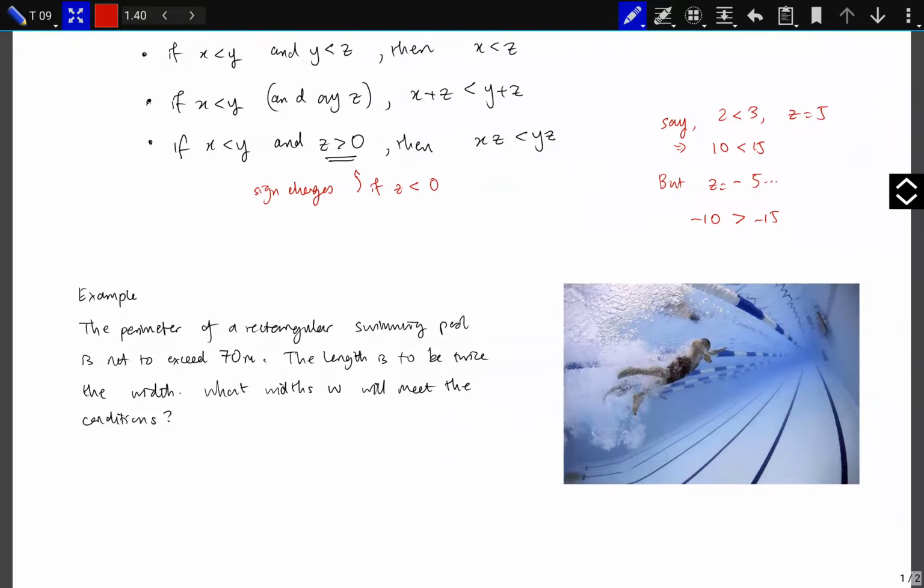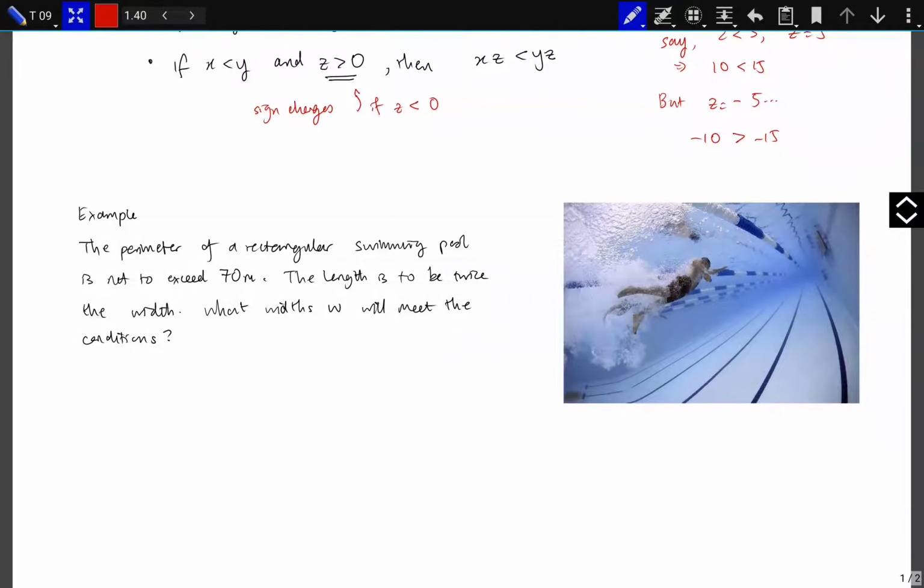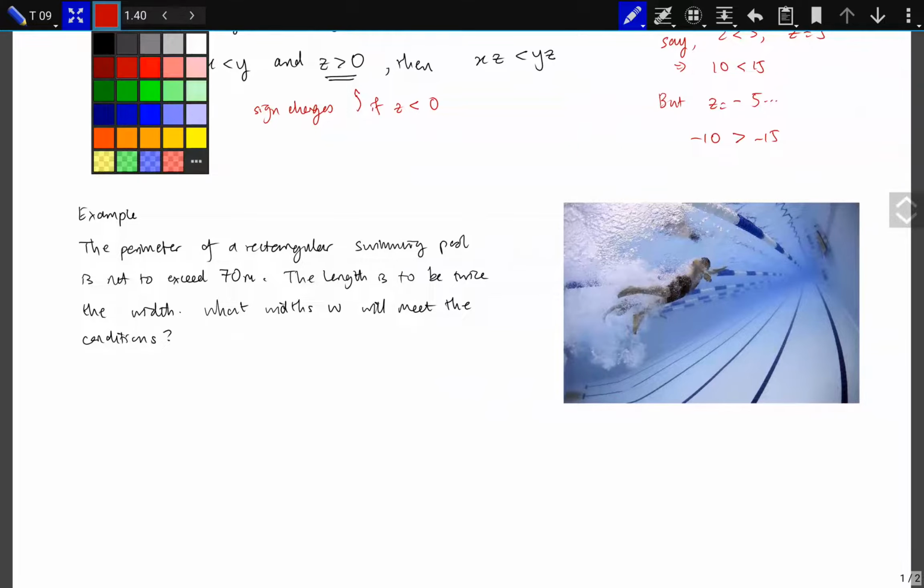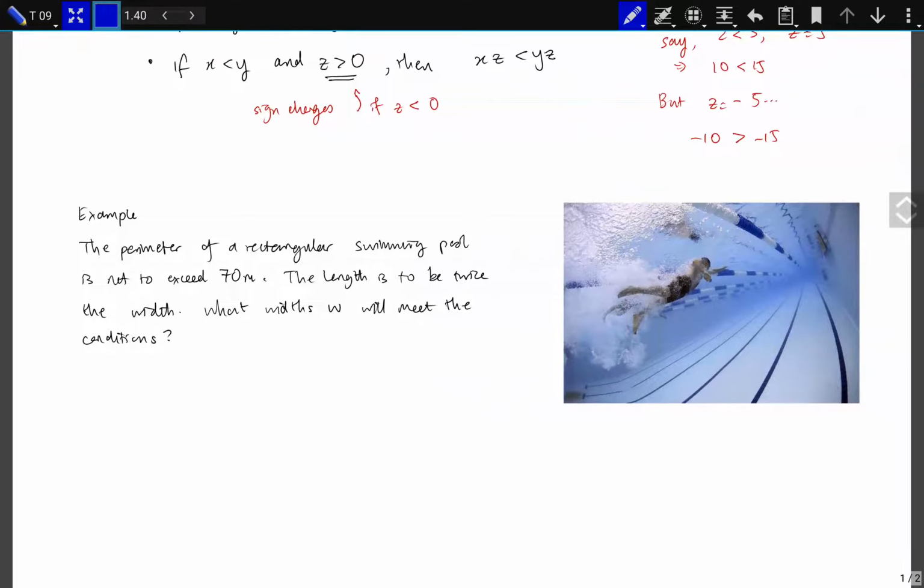So let's do an example for a problem. The perimeter of a rectangular swimming pool is not to exceed 70 meters. Suppose that the length is to be twice the width. What width w will meet the conditions? So first things first is to draw a picture. So we have the width and the length. It's rectangular, so the widths are the same. And we know the length is twice the width.